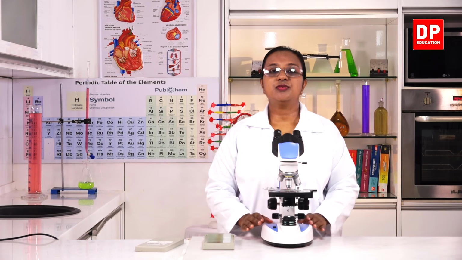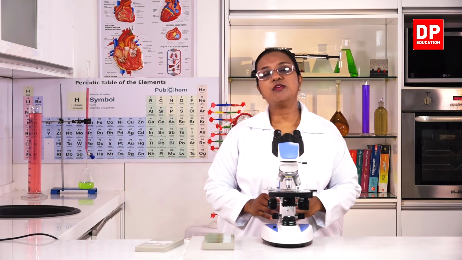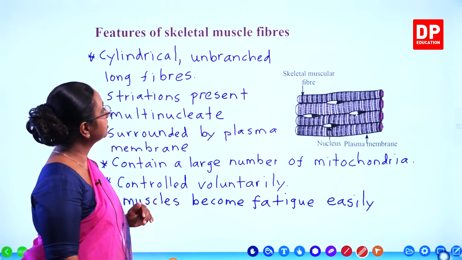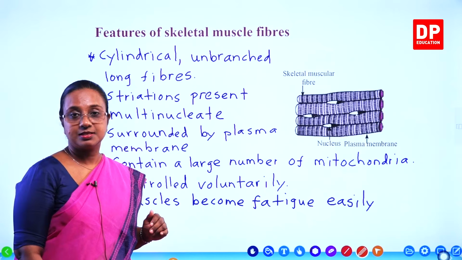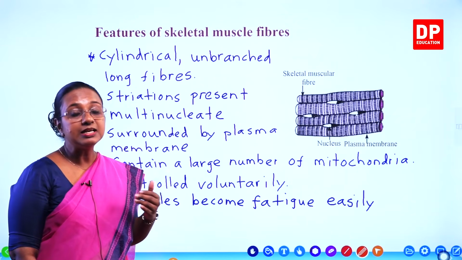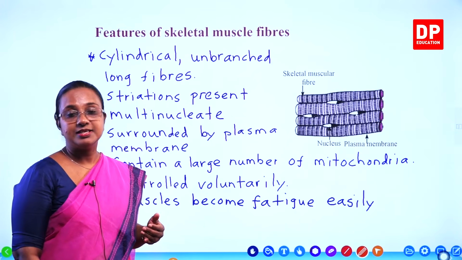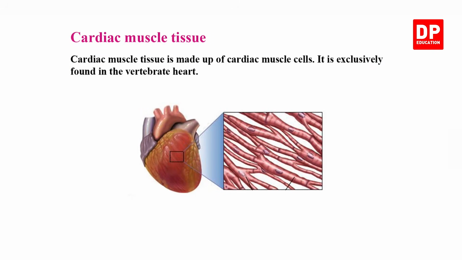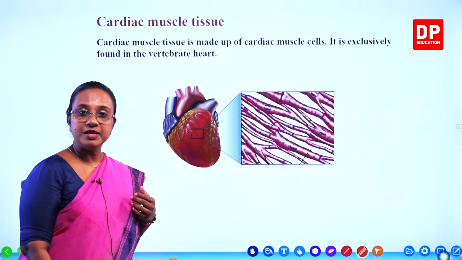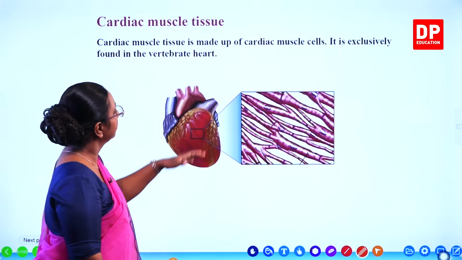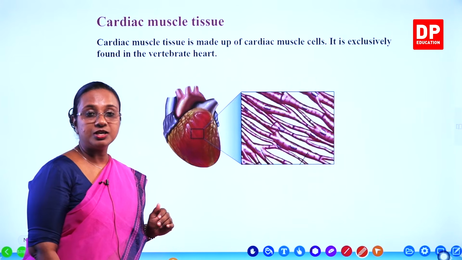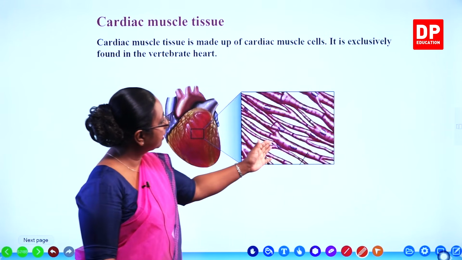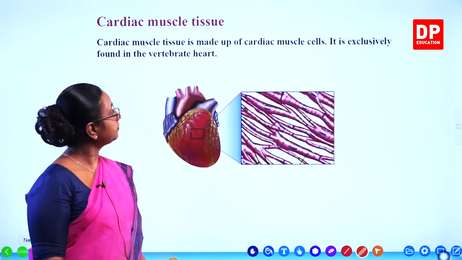Okay students, so you have observed all the features of skeletal muscle. So that is the discussion on skeletal muscles. Now we will move on to the third type of muscle tissue, that is the cardiac muscle tissue. Cardiac muscle tissue. So from the name you can easily remember cardiac means it's related to the heart. So the walls of the heart are made up of cardiac muscle tissue.